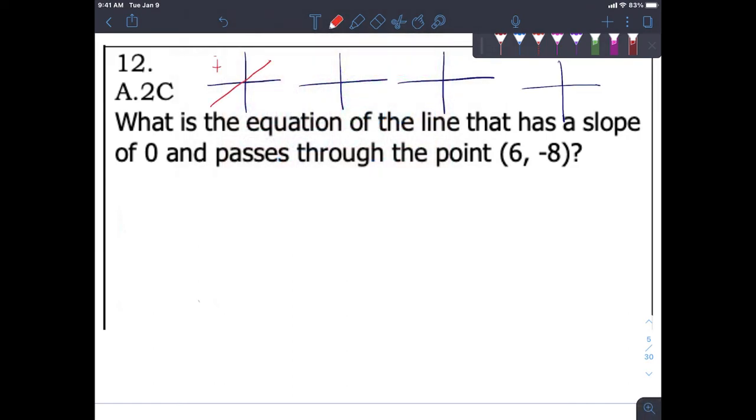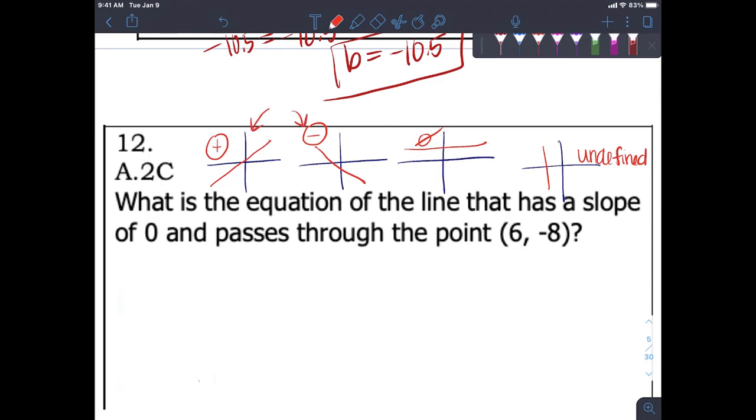We had positive, negative, 0 slope, a flat line, and a straight up and down one that was called undefined. These two guys over here always have an equation of y equals mx plus b. Always. Anything with a slope of 0 should have an equation of y equals a number. Anything that's undefined should have an equation of x equals a number.